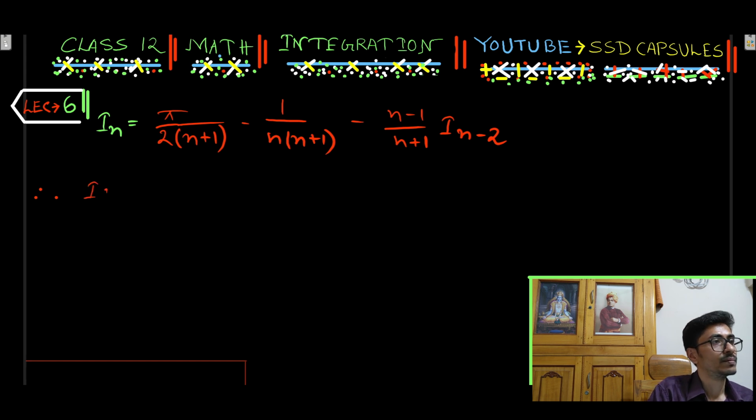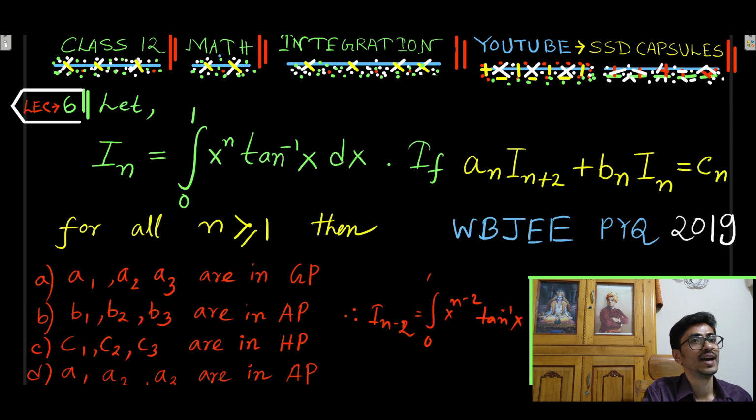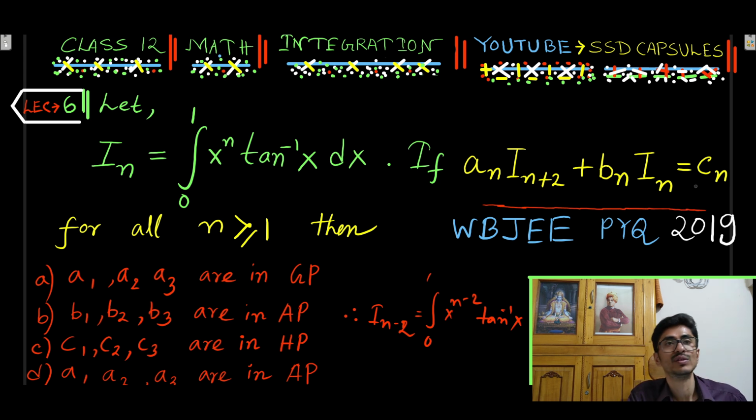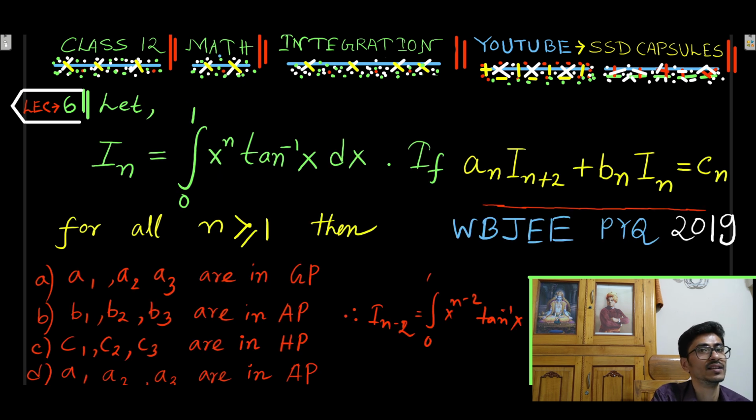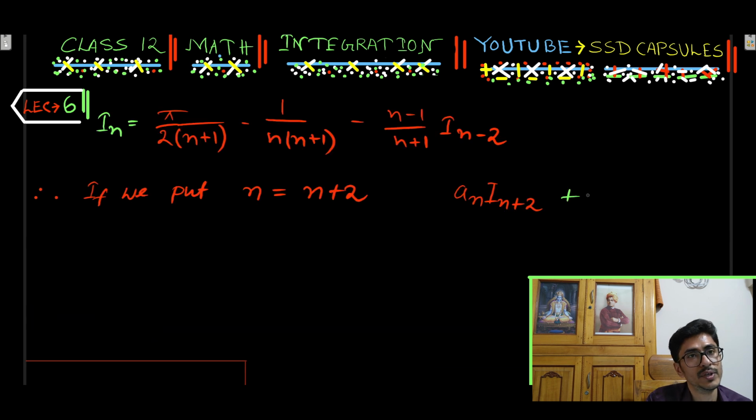So therefore, if we put n equal to n plus 2, why are we putting like this? Because here another condition is given, a_n times I_(n plus 2) plus b_n times I_n equals c_n. So what is the condition? We will write here, a_n into I_(n plus 2) plus b_n I_n equals c_n.